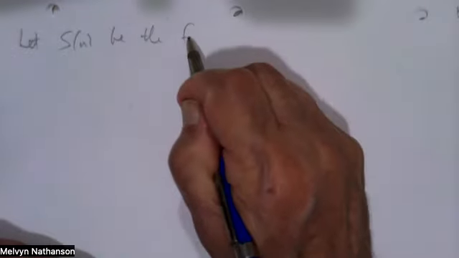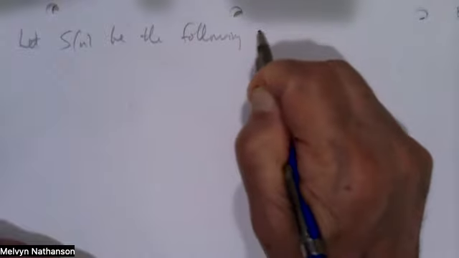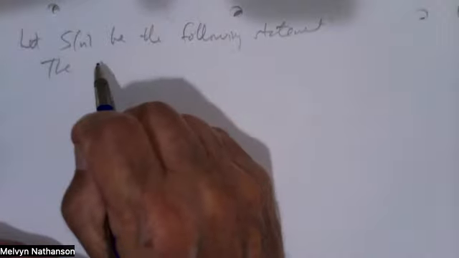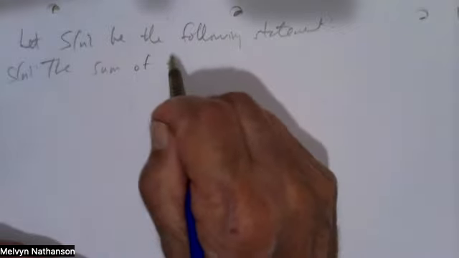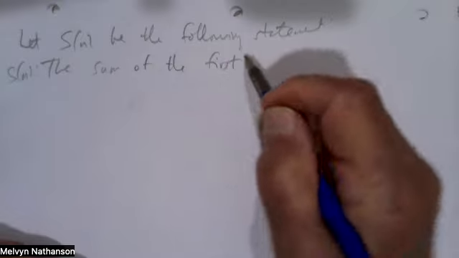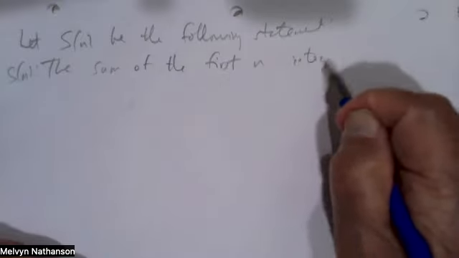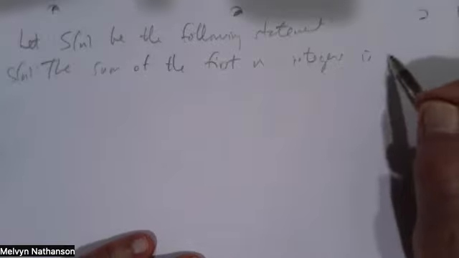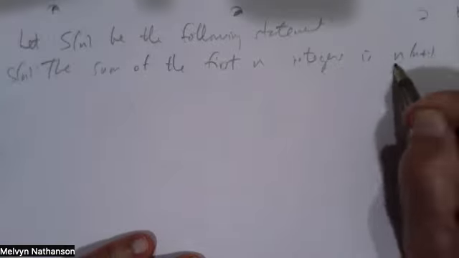So let S of n be the following statement. S of n is the assertion that the sum of the first n integers is n times n plus 1 over 2. Why not?